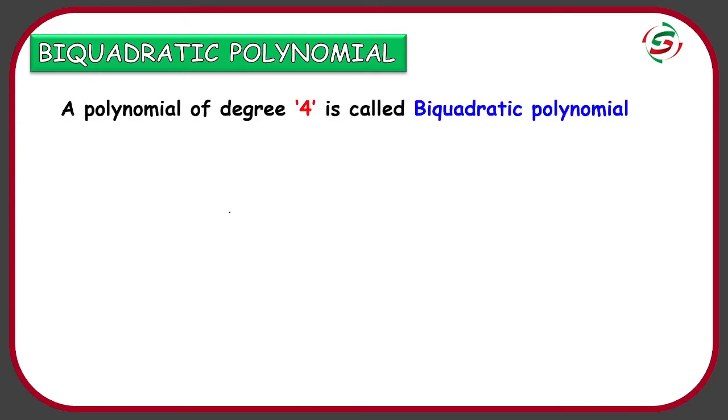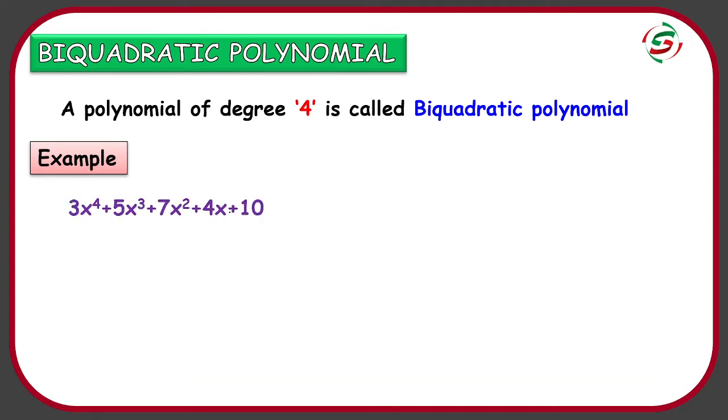Now we can go for biquadratic polynomial. A polynomial of degree 4 is called a biquadratic polynomial. That means the highest degree is 4. Because of this degree we say it is biquadratic.